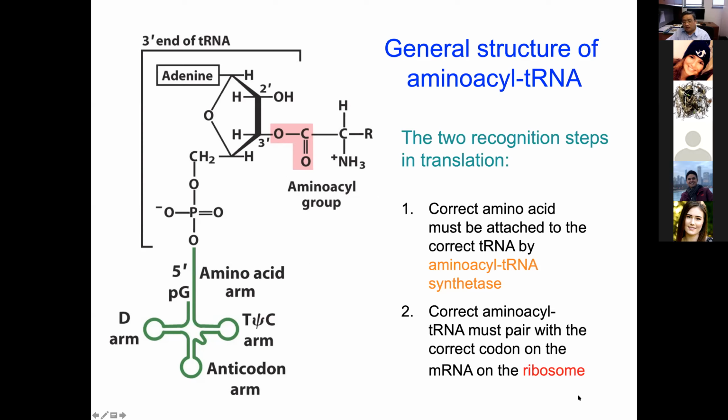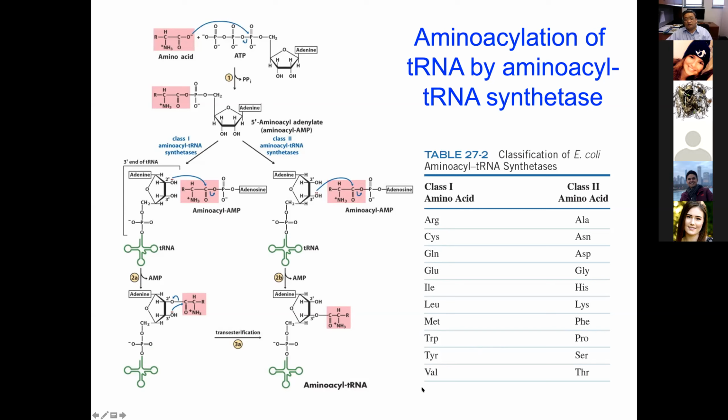And you see, for the class 1 amino acids, like arginine, cysteine, glutamic acid, they use class 1 amino acid tRNA synthetase. And so they have different kinds of structure and ways they catalyze the reaction. But overall, they do the same job of coupling amino acid to a tRNA. And for these amino acids, like alanine, asparagine, aspartic acid, they use class 2. I'll show you the structure of these two different families of enzymes in a moment.